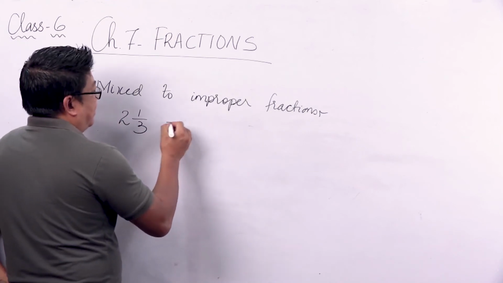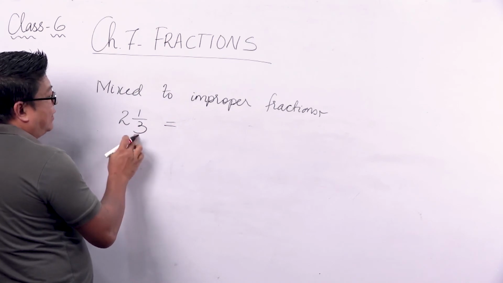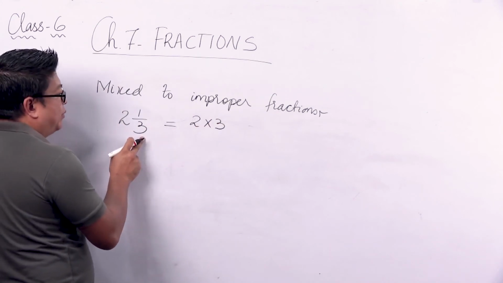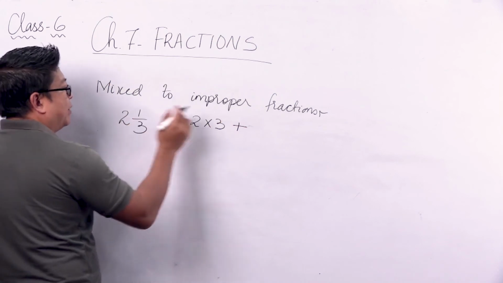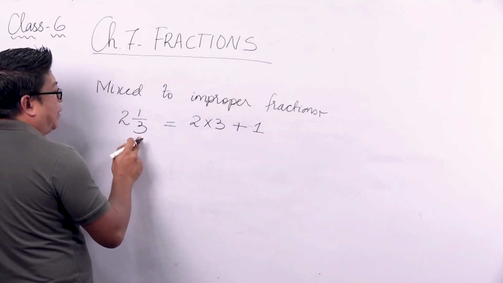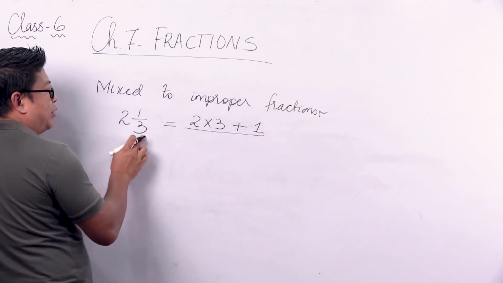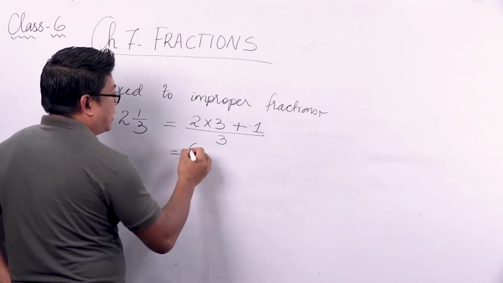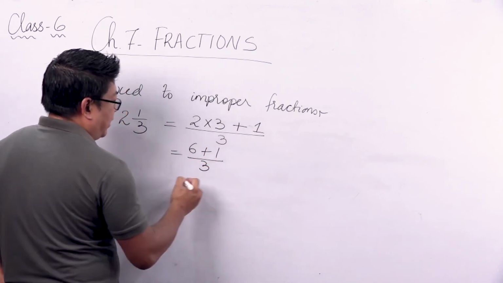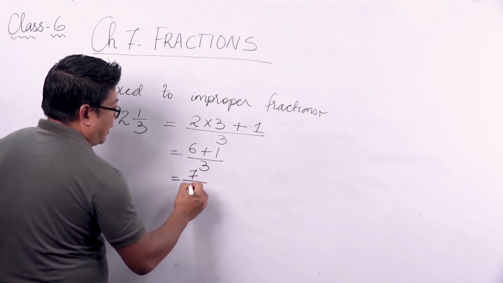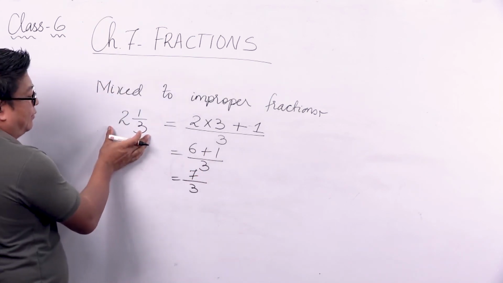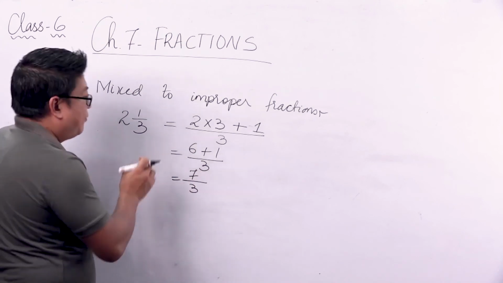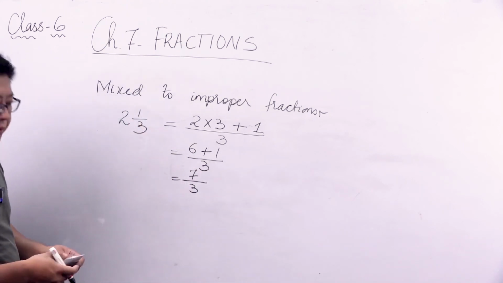So the step is, in this manner, this whole number and the denominator, we will multiply. 2 into 3. The whole number and the denominator you multiply, plus the numerator. 2 into 3 plus 1, divide by. Since here the denominator is 3, the denominator here will also be 3. So, if you multiply 2 into 3, you get 6 plus 1. 6 plus 1 is 7 divided by 3. So, mixed fraction is converted to improper. Improper fractions are those fractions whose numerator is greater than denominator, right? So, this is the process how to convert, okay?